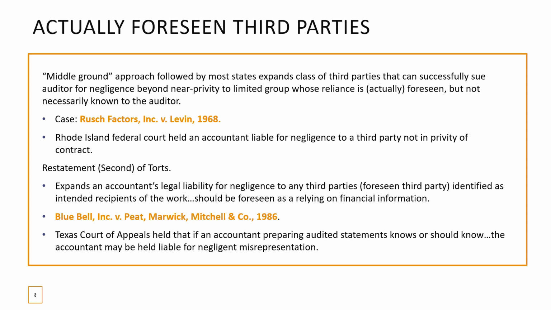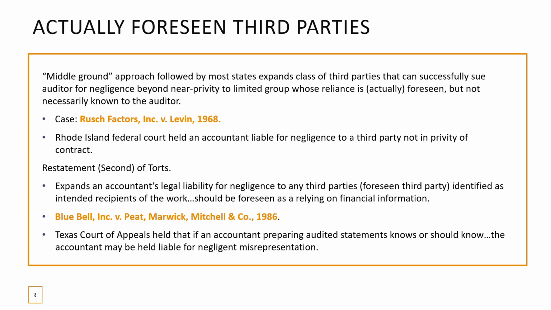Beyond privity or near privity relationships, most states limit liability to limited groups of third parties whose reliance is actually foreseen, but they're not necessarily known to the auditors. This so-called middle ground approach was used in the 1968 Rusch Factors versus Levin case, where Rusch had requested financial statements prior to granting a loan. The auditors audited the financial statements, which showed that the client was solvent when in fact the company wasn't. After the company went into receivership, Rusch sued.